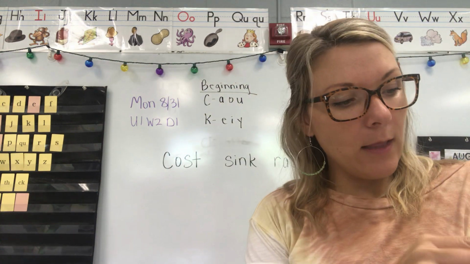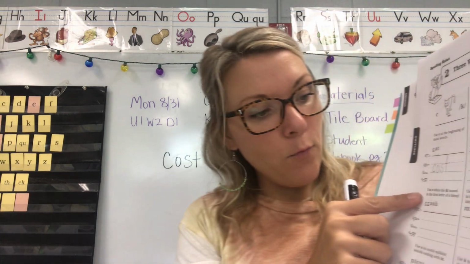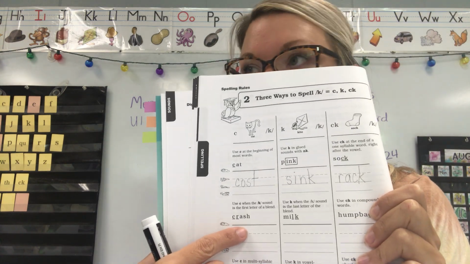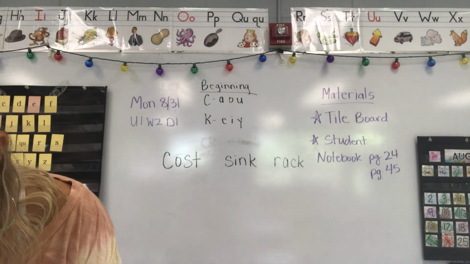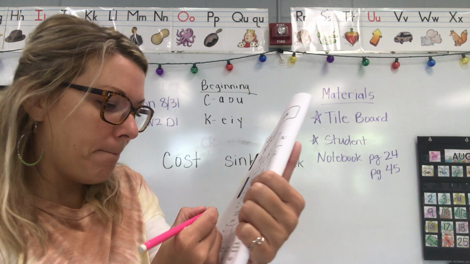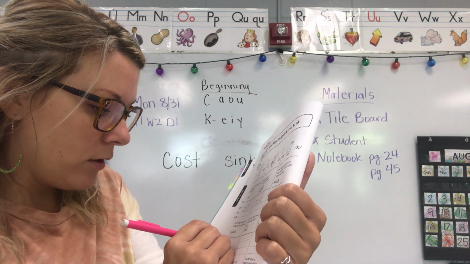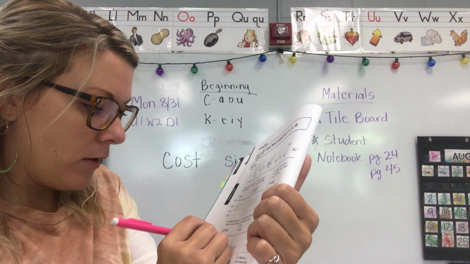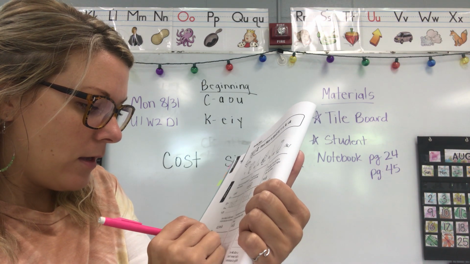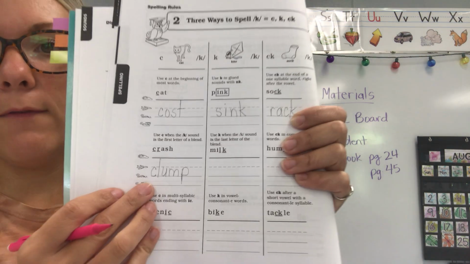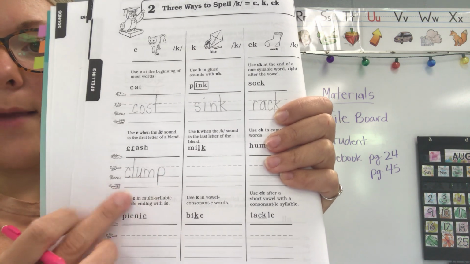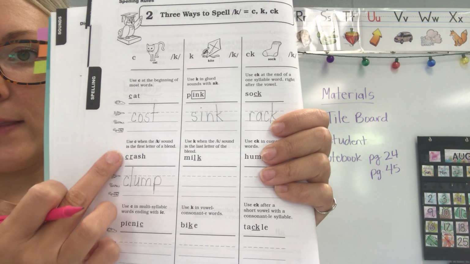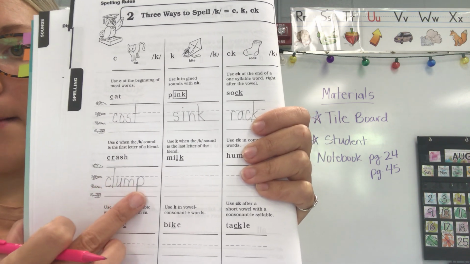Okay, so now let's go down to the next line. Use C when the k sound is the first letter of a blend. So they did crash, and remember A is a C vowel. Okay, so we need to have another word. And we're going to write clump because it's the first sound of the blend. And it also has a U, which is a C vowel. Clump. Okay, it uses the C in a blend just like they did for crash. Clump.